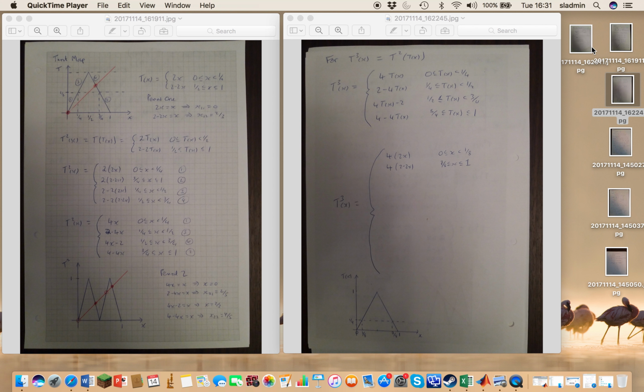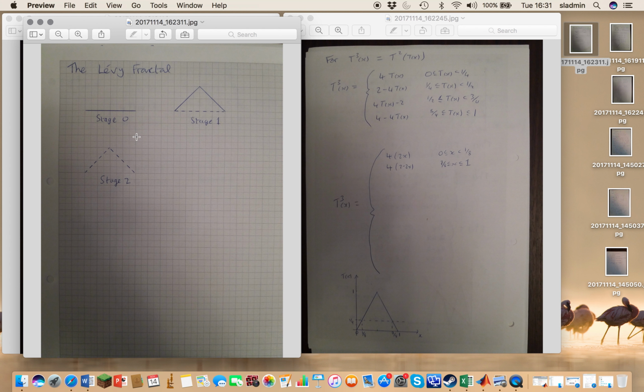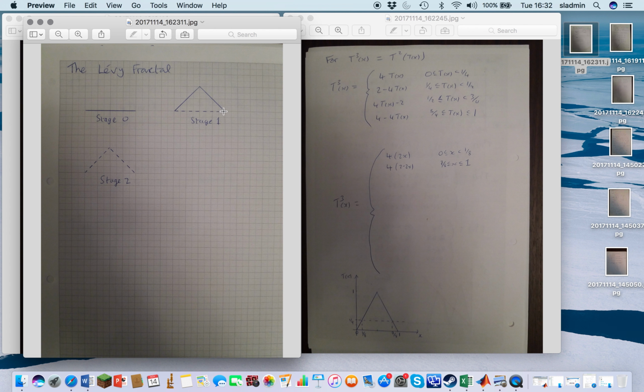Now for the other question in the coursework, you were asked to construct the Levy fractal. So what I've done is I've given you the stage 0 construction. For stage 1, you replace the line segment with a tri-square. So there's the tri-square on there, that's stage 1.